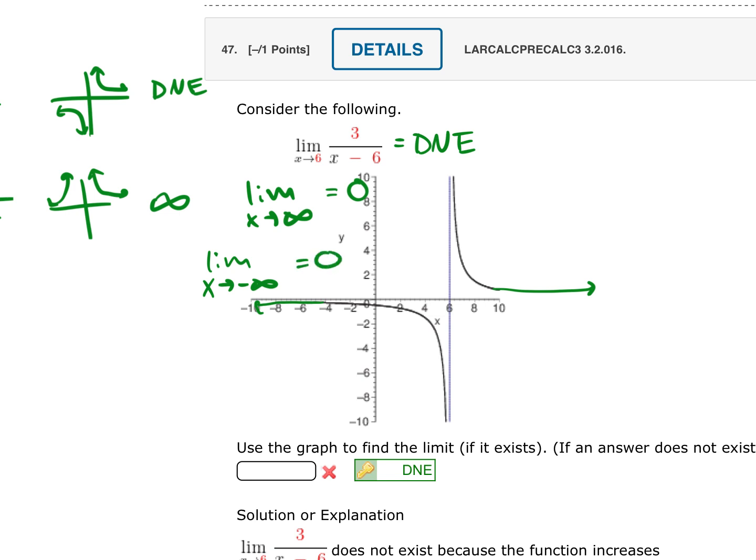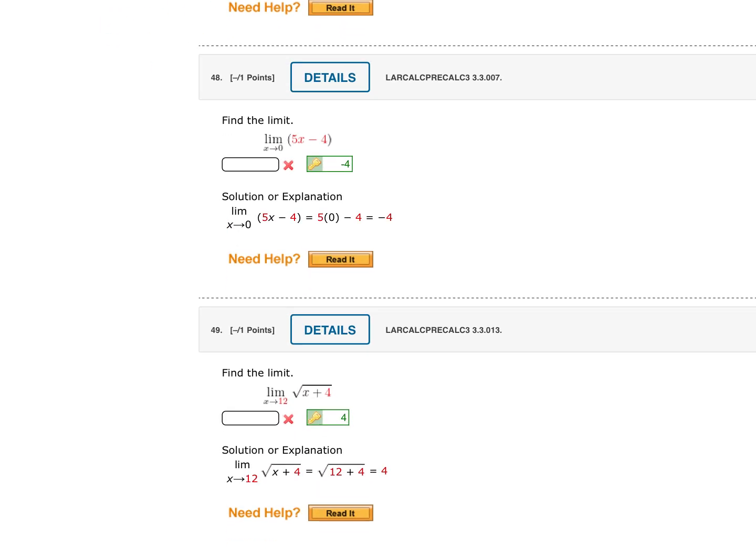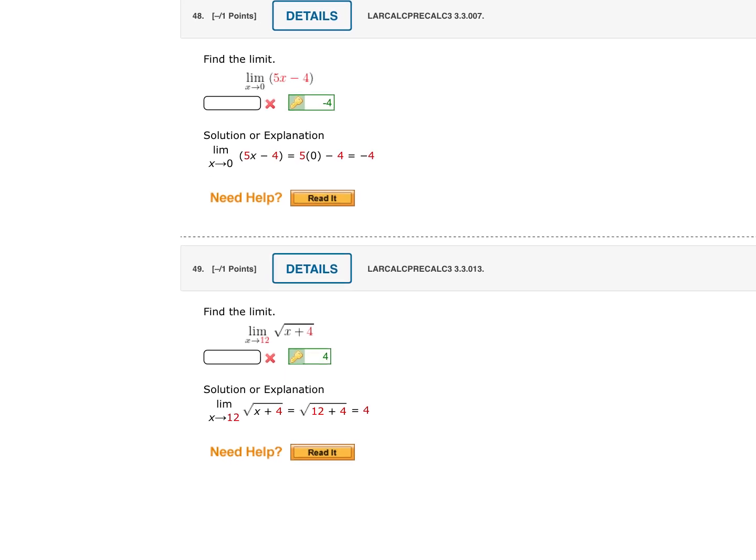So you will have some limits as x approaches infinity. Those are just going to be like your horizontal asymptotes. But plug it into the graph, use the graph to help you. For 48, direct substitution, just plug it in. 12, same thing, direct substitution, just plug it in.